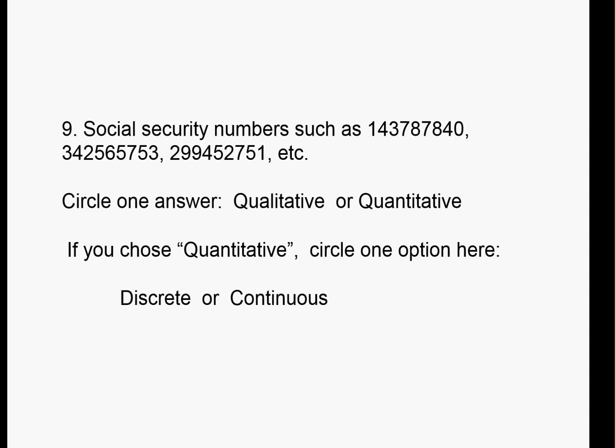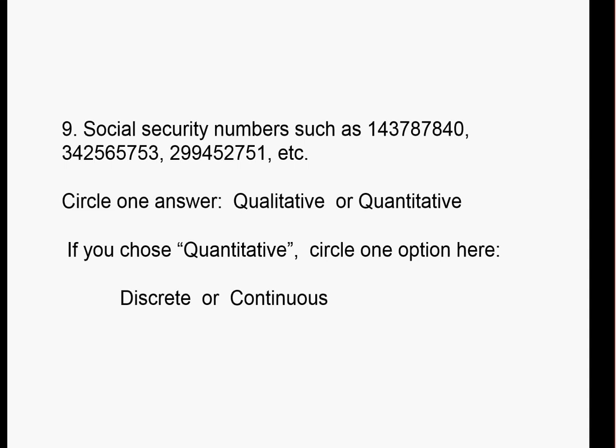Social Security numbers such as 1, 4, 3, 7, 8, 7, 8, 4, 0, so on and so forth. On appearance, this variable takes numerical values, but this is not a quantitative variable. A social security number is just a different way to give a person an identity, a label, a code. It's just like your name.